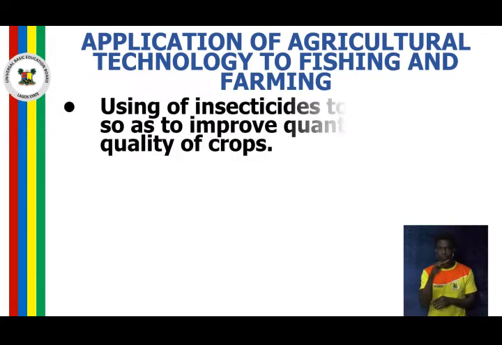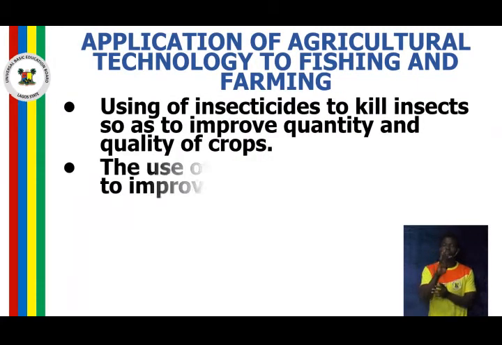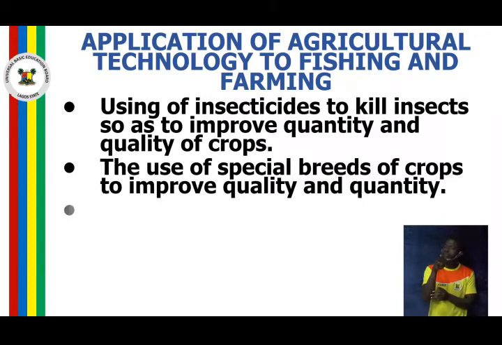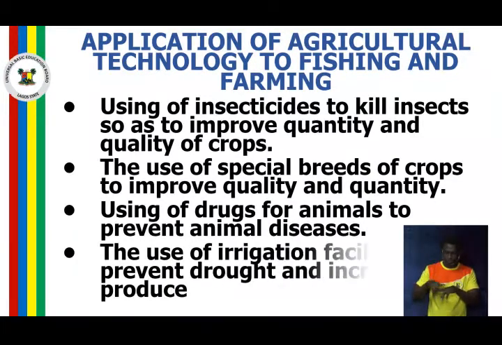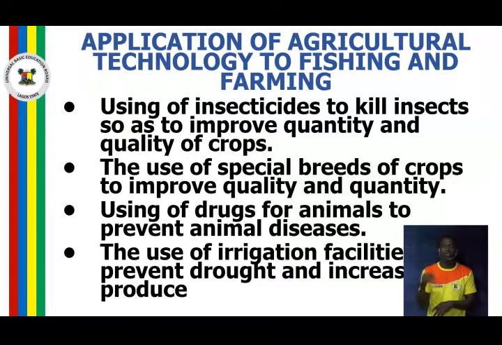Let's look at another one. The use of special breeds of crops to improve quality and quantity. We use special breeds of crops now to improve the quality of the crops you plant, and it will improve the quality and the quantity of such crops. That's another application, the use of special breeds of crops to improve quality and quantity.